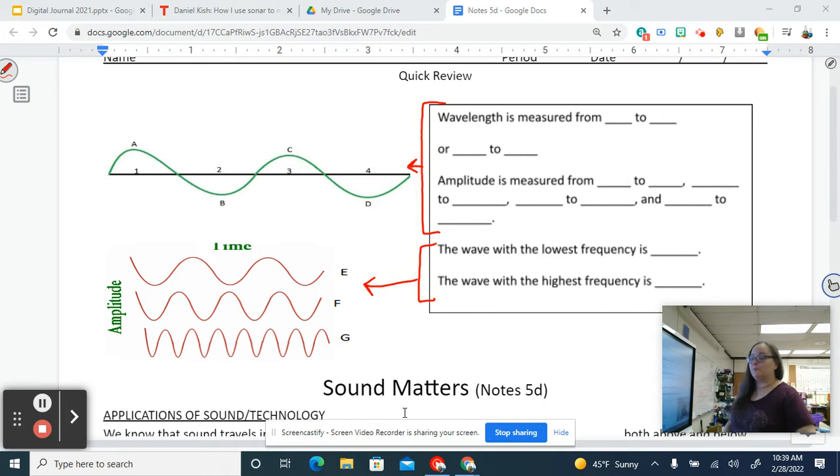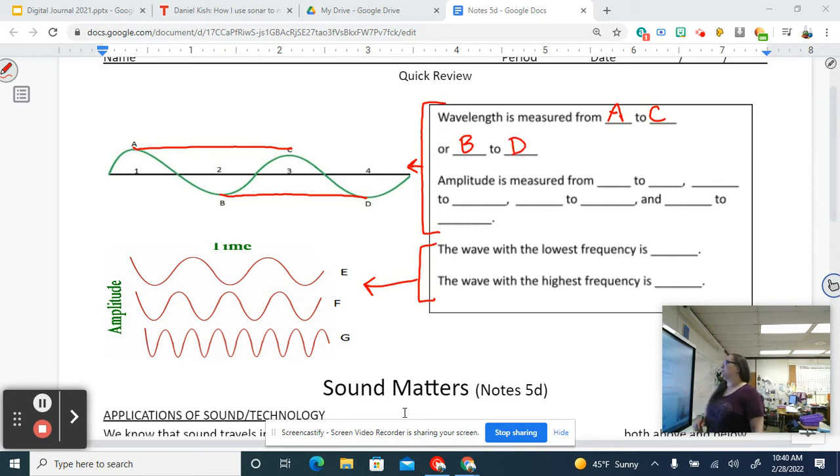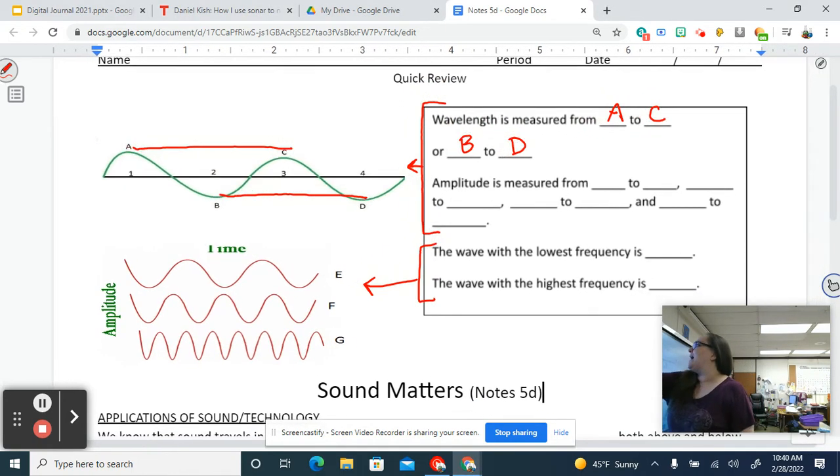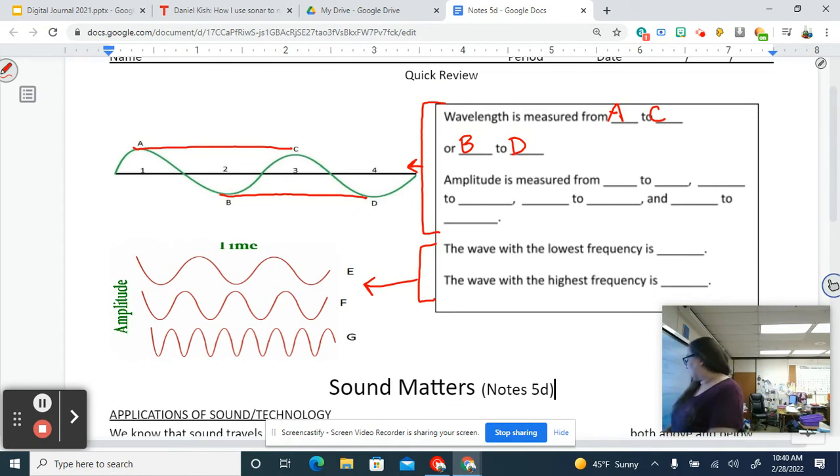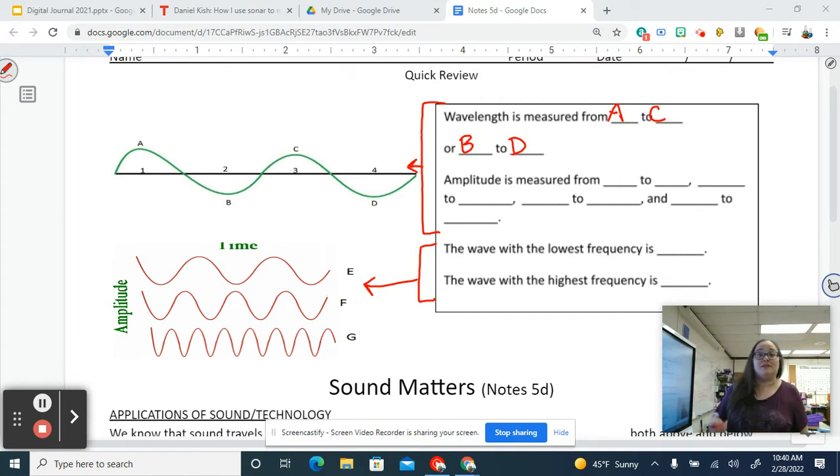All right, welcome back. Here we go. Wavelength is measured from crest to crest or trough to trough. So that would mean wavelength is A to C or B to D. Amplitude is measured by seeing how far a particle moves from one part of the wave to another repeated part of the wave. So it's the distance from rest that the particles move. So it's rest to crest or rest to trough. So A1, B2, C3, and D4 all measure the amplitude of that green wave.